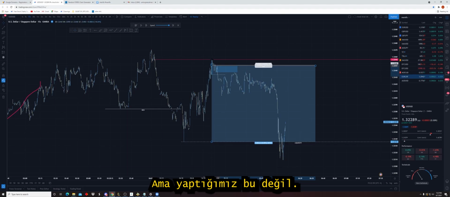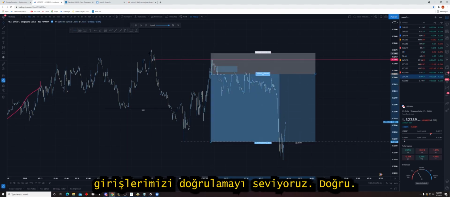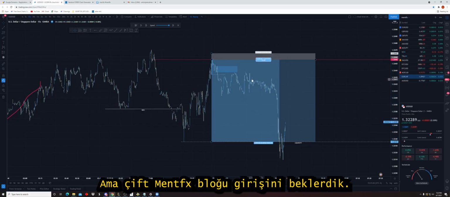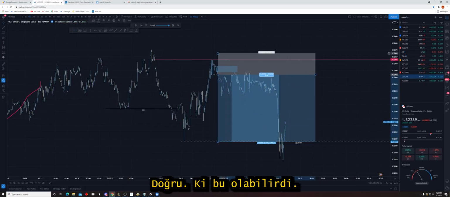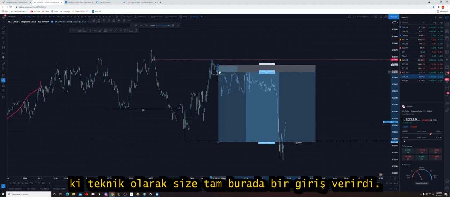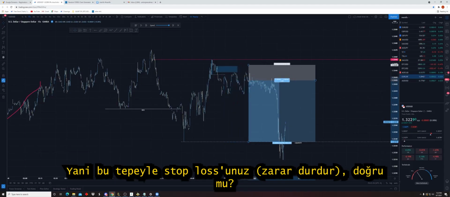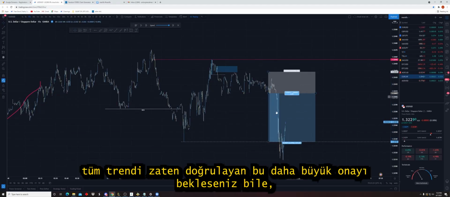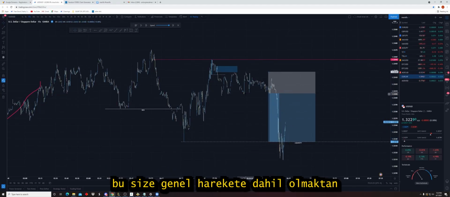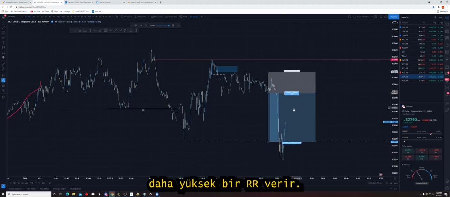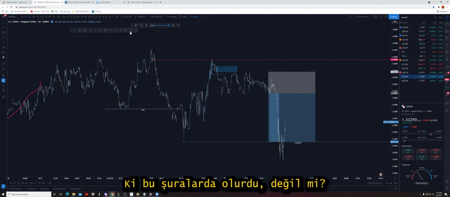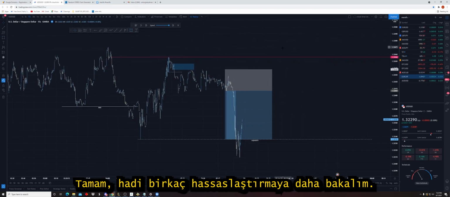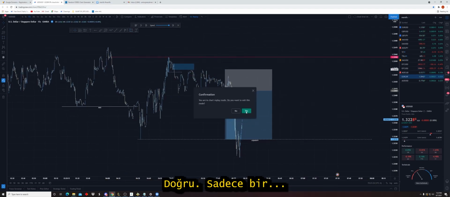Now, again, you could have taken it off the right on the entry, but that's not what we do, because if you've been here for a while, we like to confirm our entries, right? So this is valid too, but we would wait for the double MentFX block entry, right? Which could be this, or you could have waited for another MentFX block to form, which technically would have given you an entry right about here. So up with this high is your stop loss, right? So again, even if you waited for this larger confirmation, which is pretty much confirming the entire trend already, it still gives you a higher RR than getting involved on the overall move that would have been like up here, right?